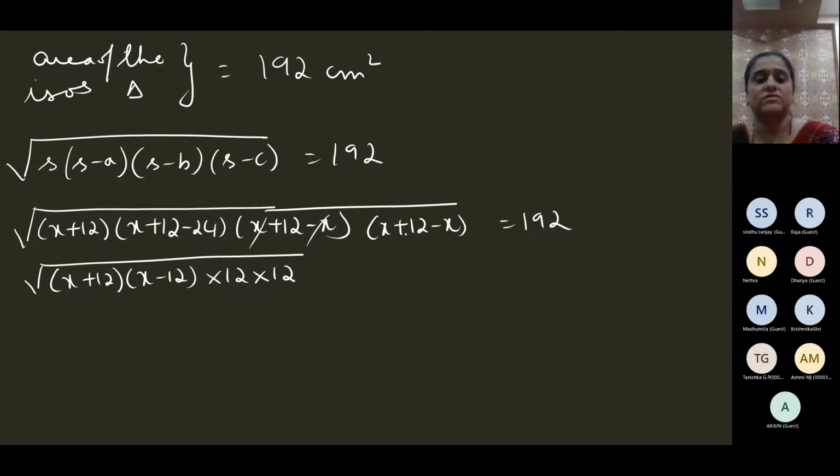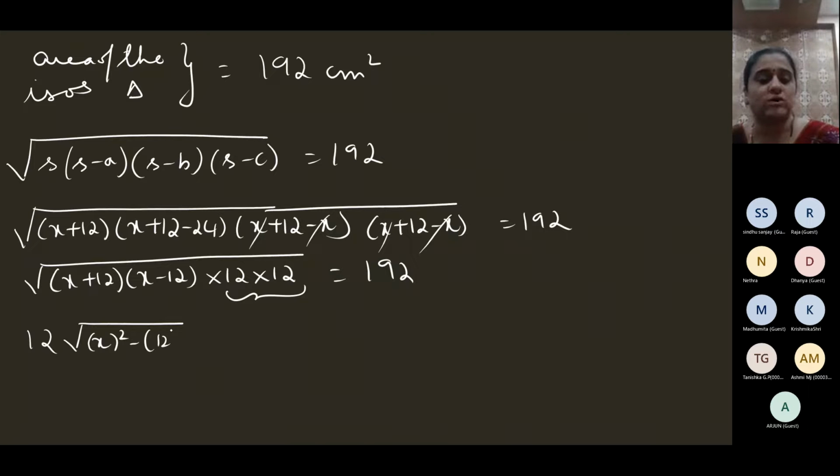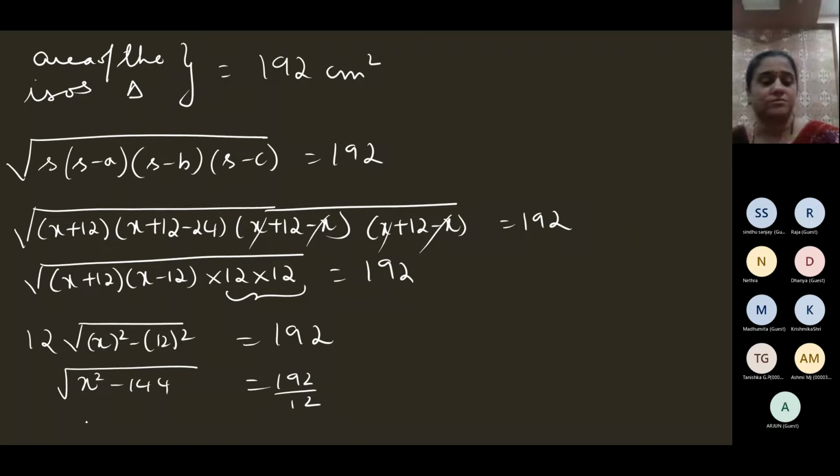Because x and minus x cancel. 2 12s, 12 comes out of the square root. x plus 12 into x minus 12 is x square minus 12 square. So 12 times the square root of x square minus 144 is equal to 192. So the square root of x square minus 144 is equal to 192 by 12, which is 16. Now we'll have to square on both the sides.